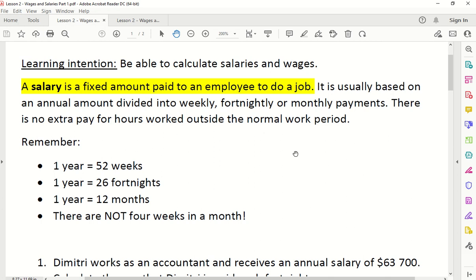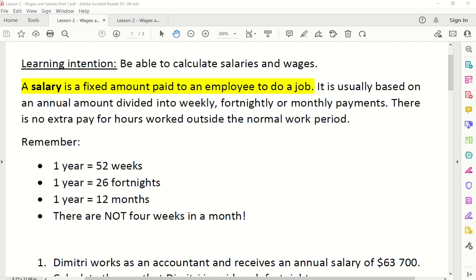So before we look at the examples, a couple of quick things to remember. Firstly, there's 52 weeks in a year, hopefully we know that, 26 fortnights in a year, 2 weeks in a fortnight, and a year is made up of 12 months. Please remember that there are not 4 weeks in a month.